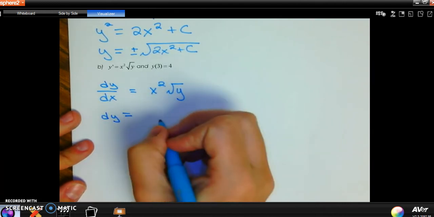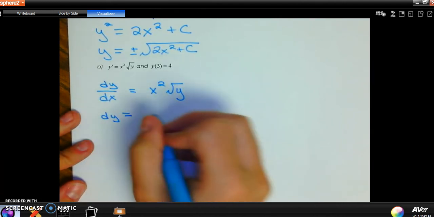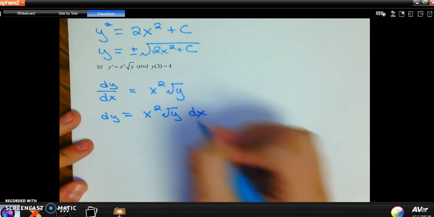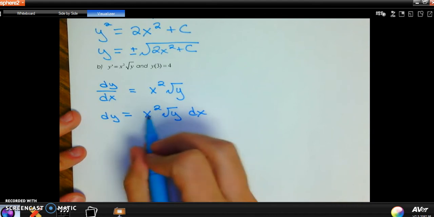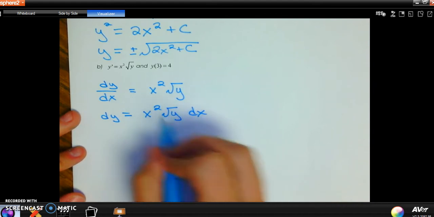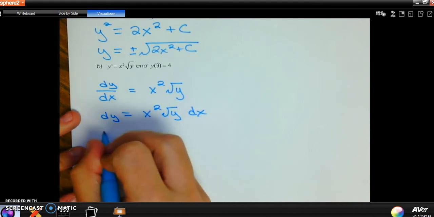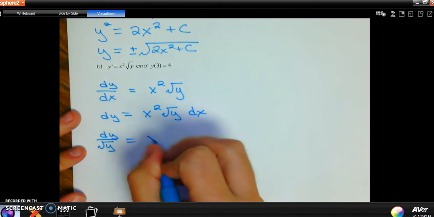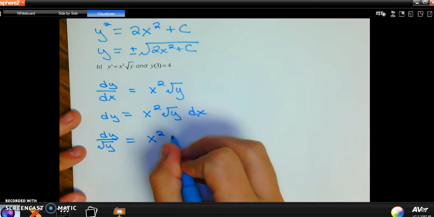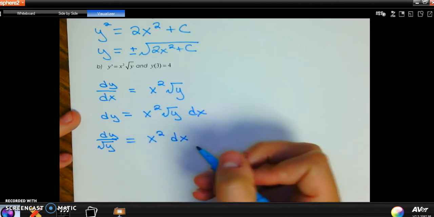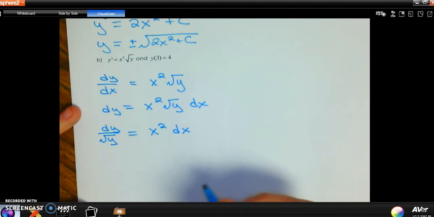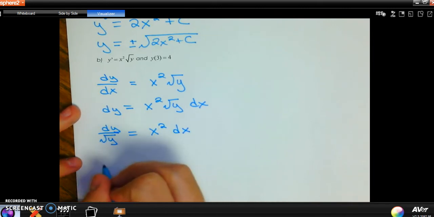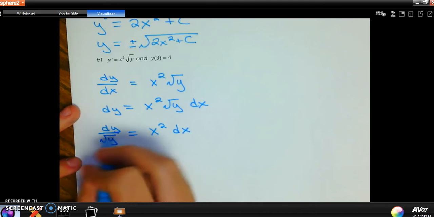So if you multiply both sides by dx, that goes away, and then you've got x squared square root of y dx. Now, I've got my x with my dx, but I need to get this to the other side. So you have to divide both sides by square root of y. Now I'm in a decent situation because now my y's are on the left and my x's and dx is on the right. To integrate this, you might want to write it one more time. So we know that this is to the 1/2 power.